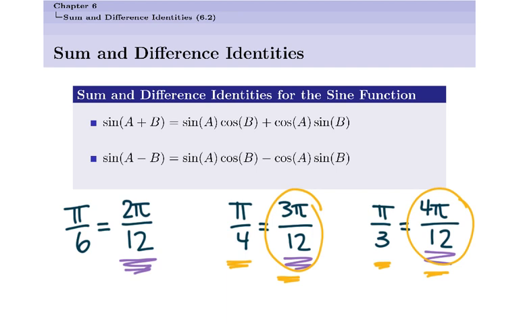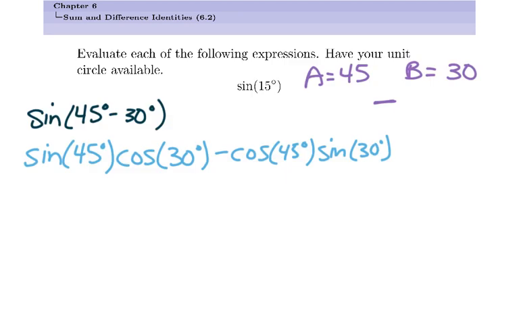So now we're going to be using this formula down here, because we're looking at the difference formula. So we get sine of the first, cosine of the second, minus cosine of the first, sine of the second. So again, using your unit circle, you should find 45 degrees on your unit circle and then look at the y value because you're looking for sine. So you get square root of 2 over 2, and that replaces this whole piece right here.